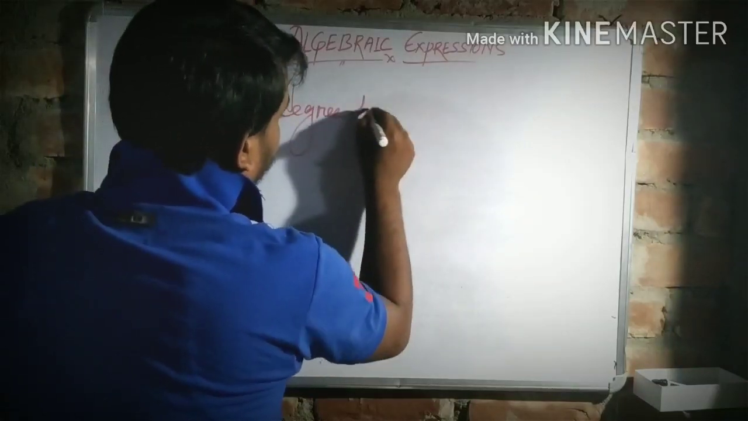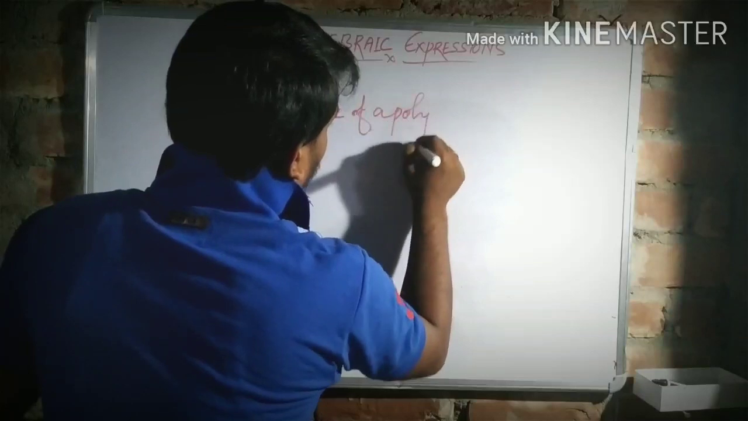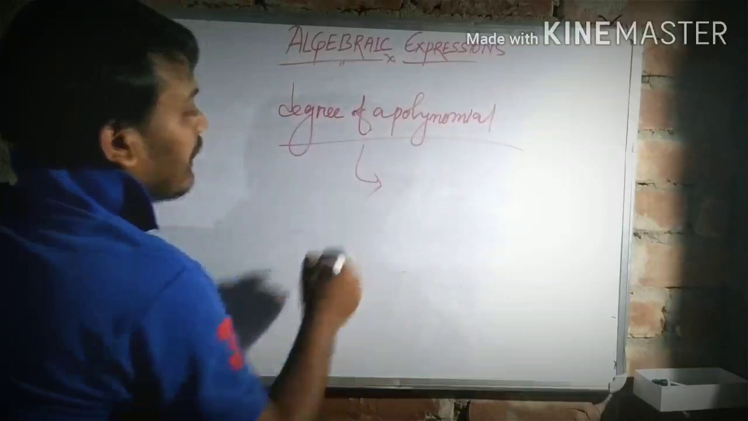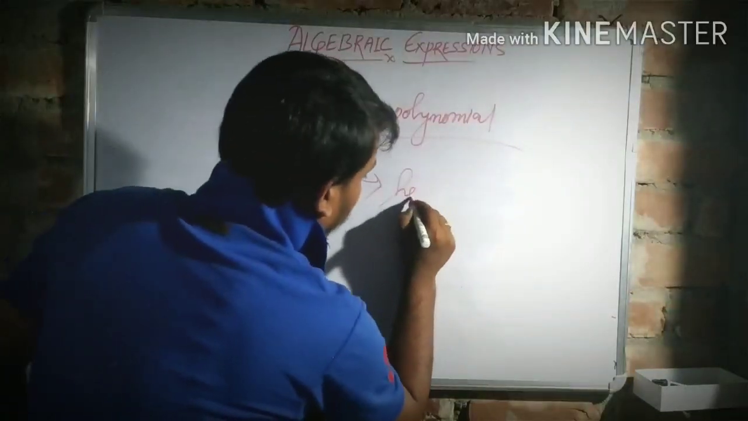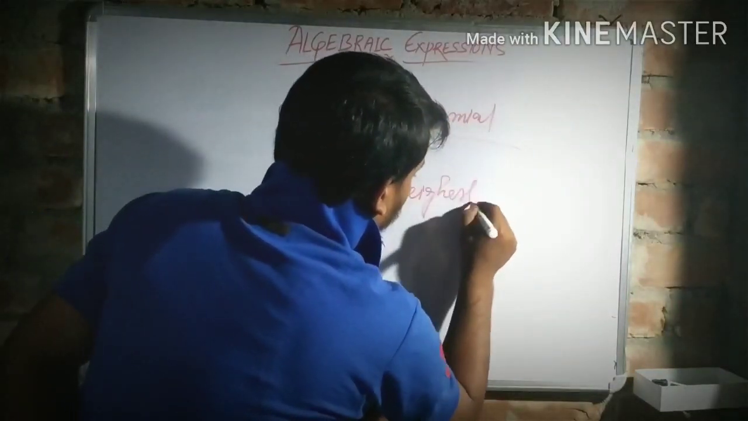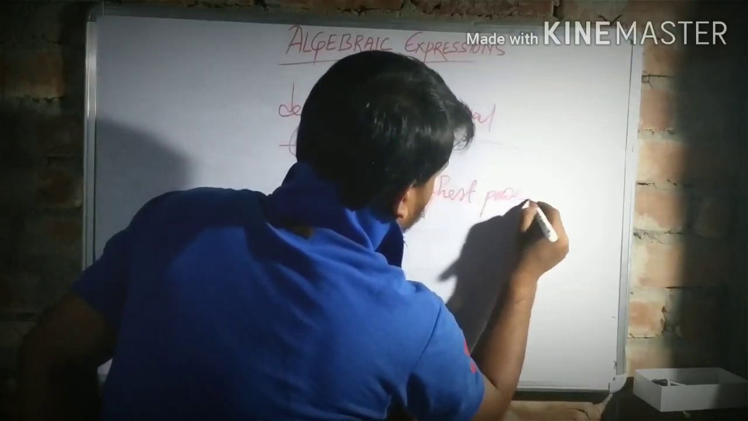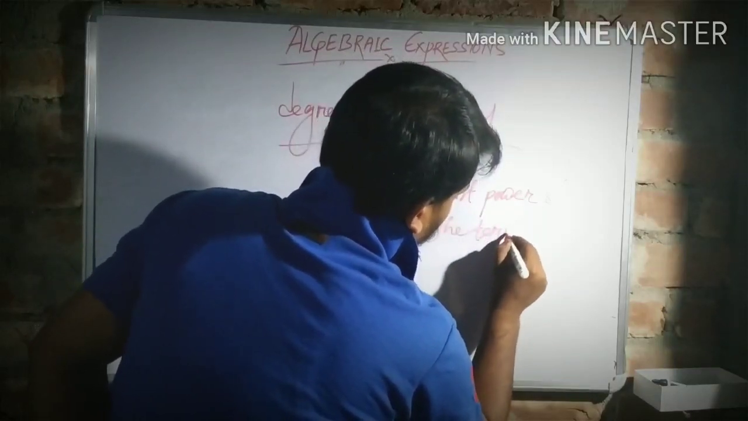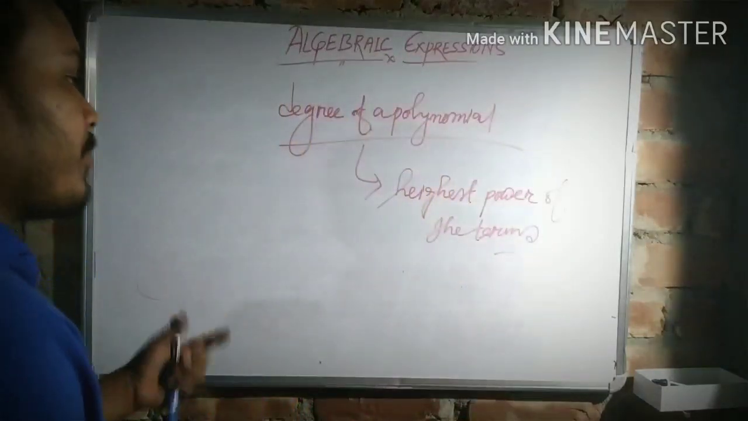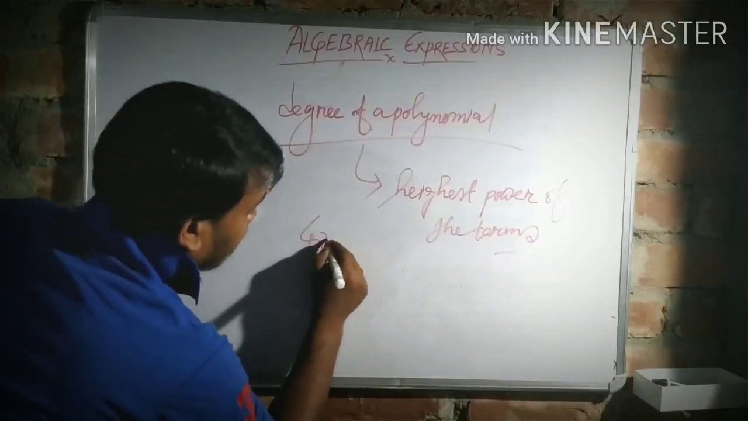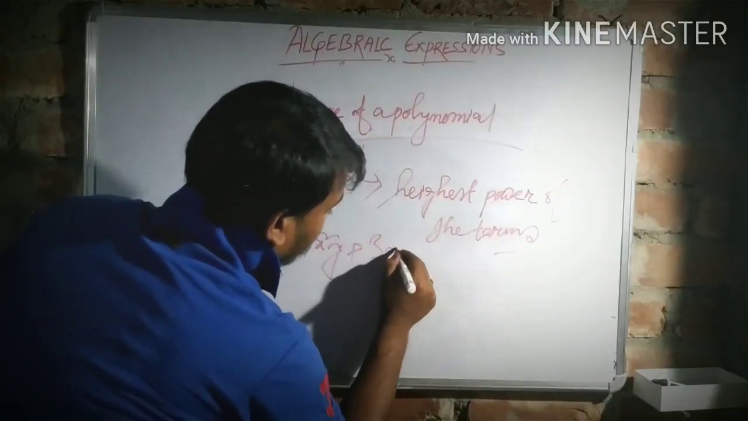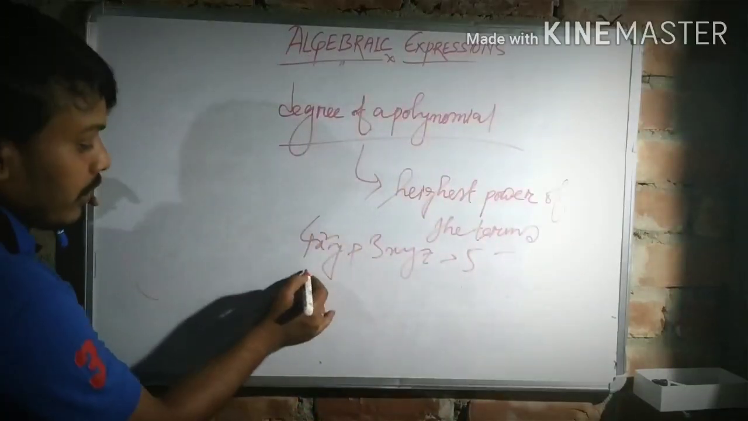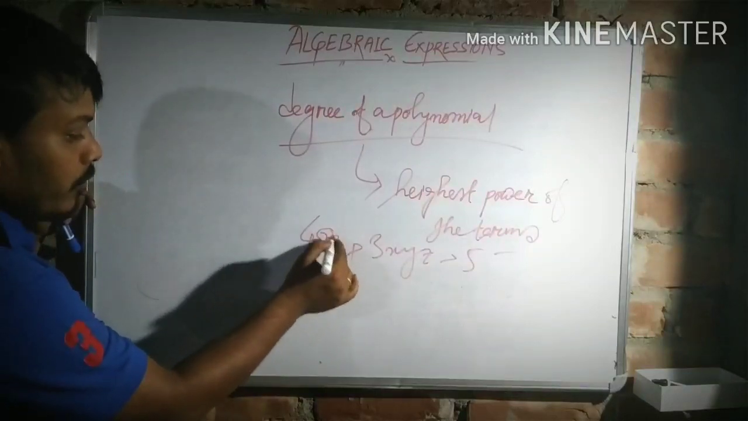Degree of a polynomial. So what is the degree of a polynomial? Degree means the highest power of the terms. Okay, so highest power of the terms. The first expression I wrote maybe 3xyz plus minus 5. So what is the total power of the variables? Here x is 2 and y is 1.